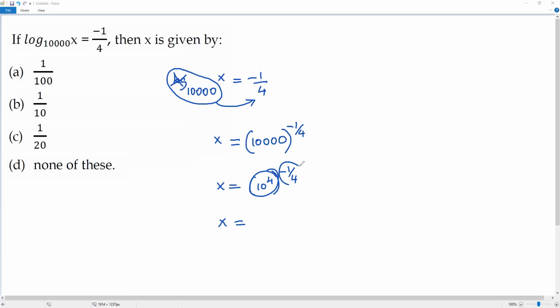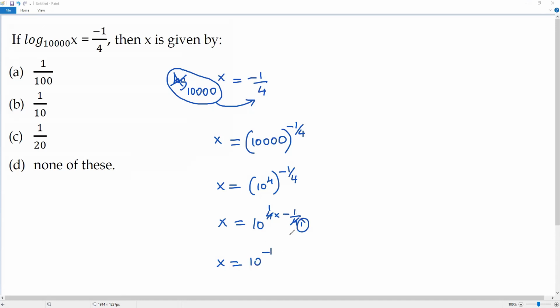Here, a power is raised to another power. Whenever a power is raised to another power, we can multiply these two exponents. Then I'm getting 10 to the power of 4 multiplied by negative 1/4. So this 4 will cancel out. Then I'm getting x equals 10 to the power of 1 times negative 1, which is negative 1.